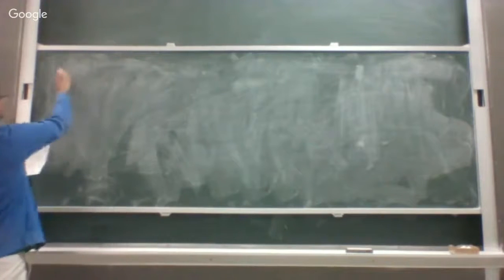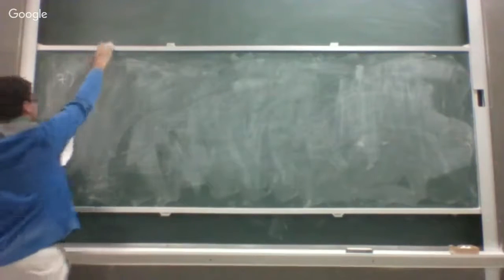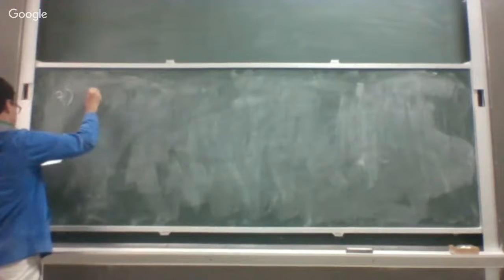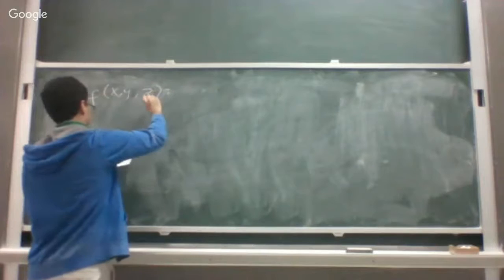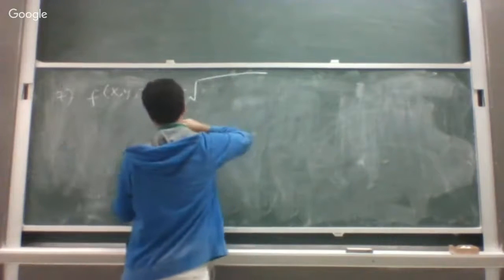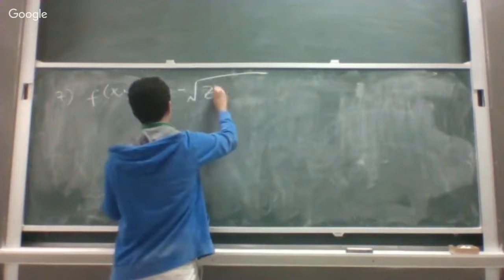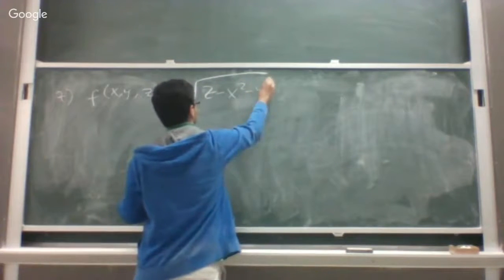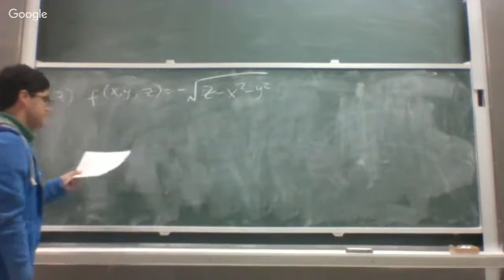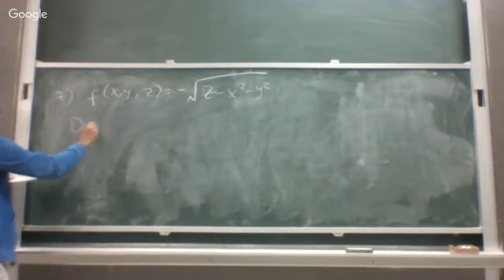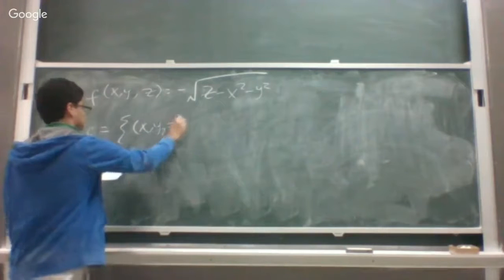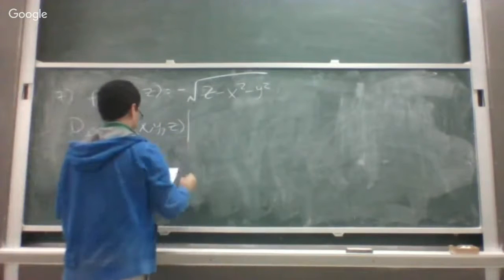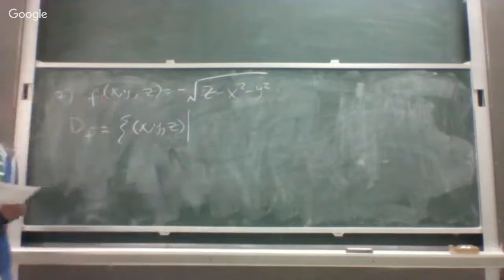No, you guys can figure that out. Okay, for 7, let's go with 7. We are given a function of x, y, and z. It's the negative of the square root of z minus x squared minus y squared. Okay, so we have to find the domain. What would the domain of this be?